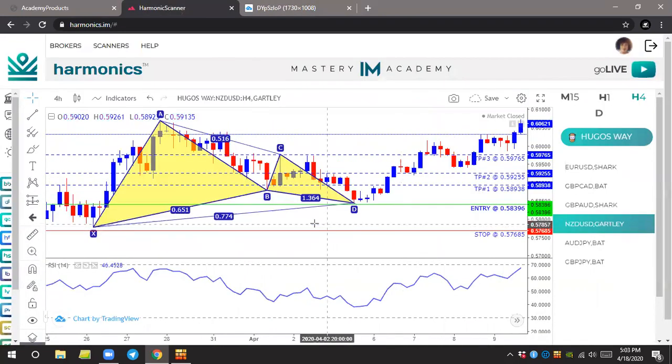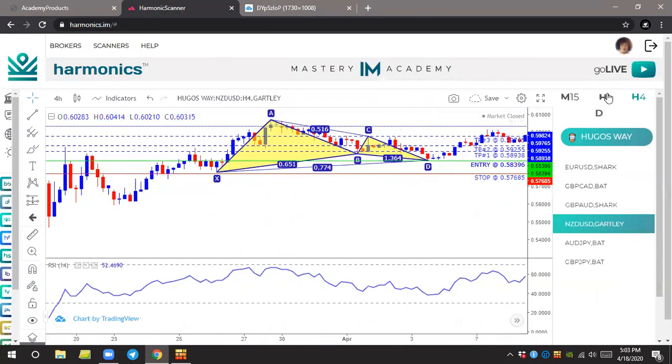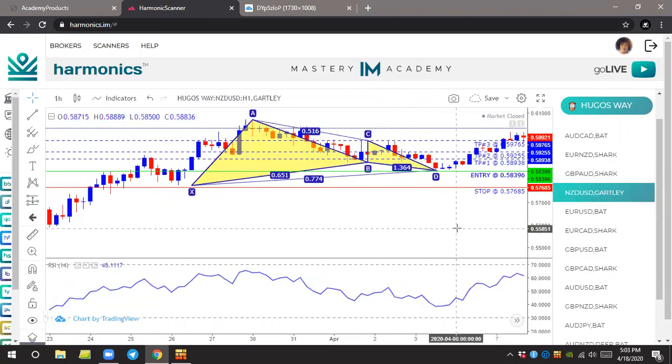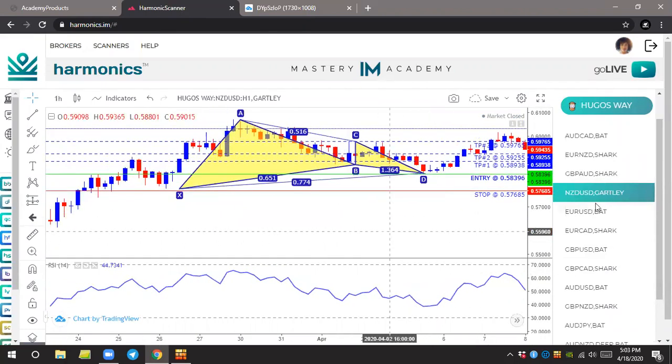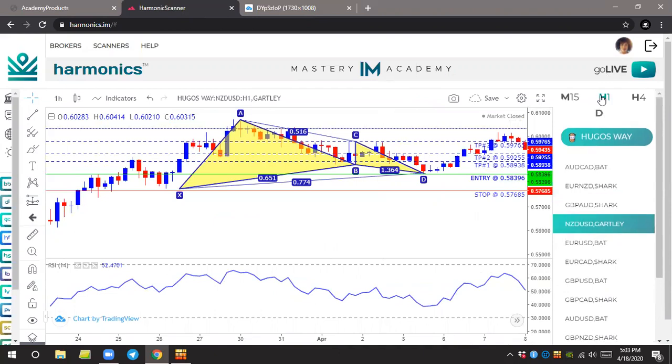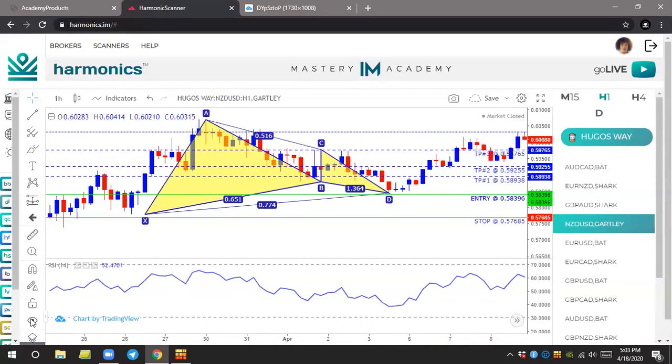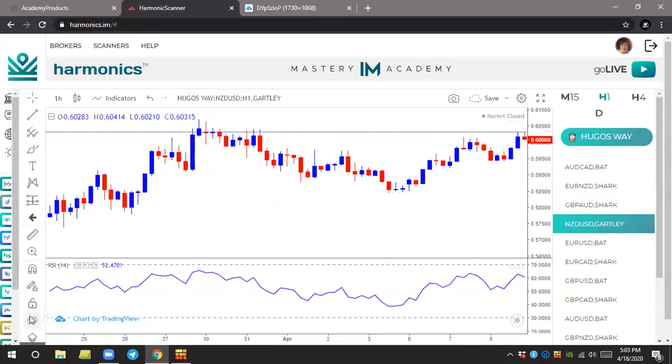All right. So let's start off with something pretty simple. Let's pick one of these pairs, one of the winning ones. NZD USD on the 1 hour time frame. All right, guys. So first, take away everything here. By taking it away, all you have to do is go down here to hide everything.